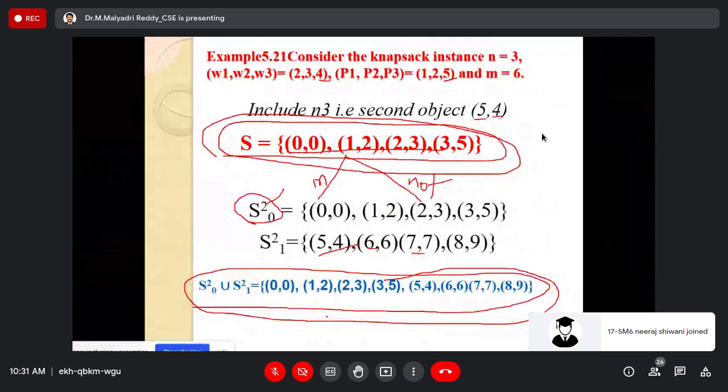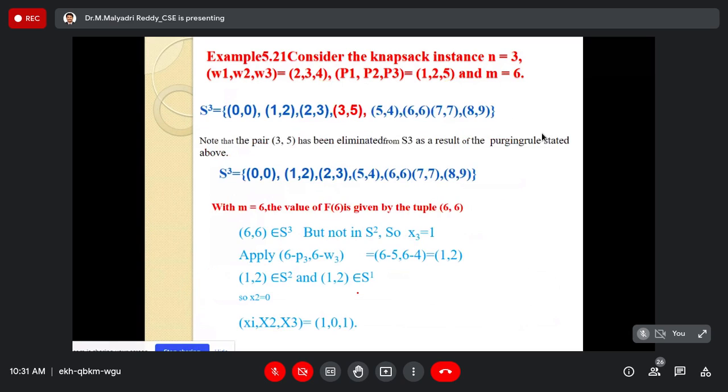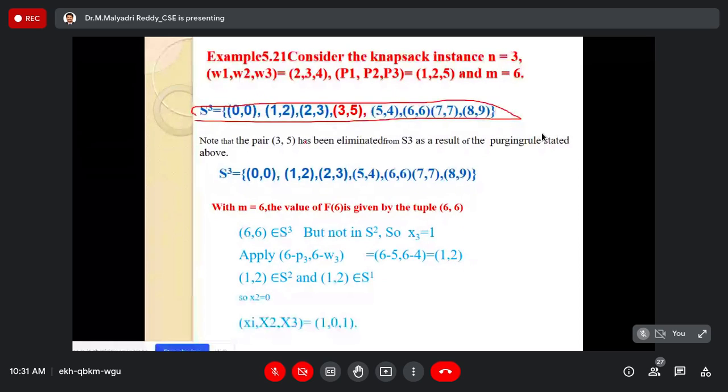But here we need to check which of these 8 feasible solutions satisfy the criteria function or objective function. According to the purging rule, (3,5) is removed. What is meant by the purging rule? Here profit is 3 and weight is 5. With respect to the second object, profit is 2 for 3 units, but here profit is 3 for 5 units.